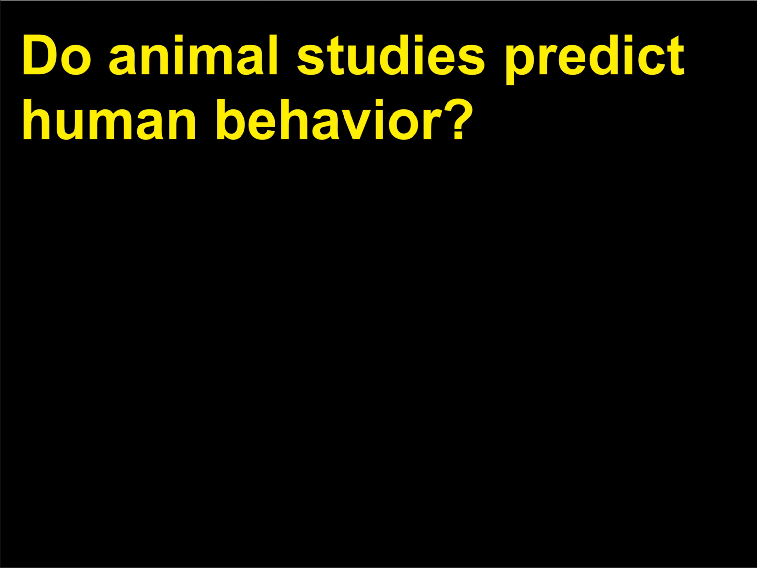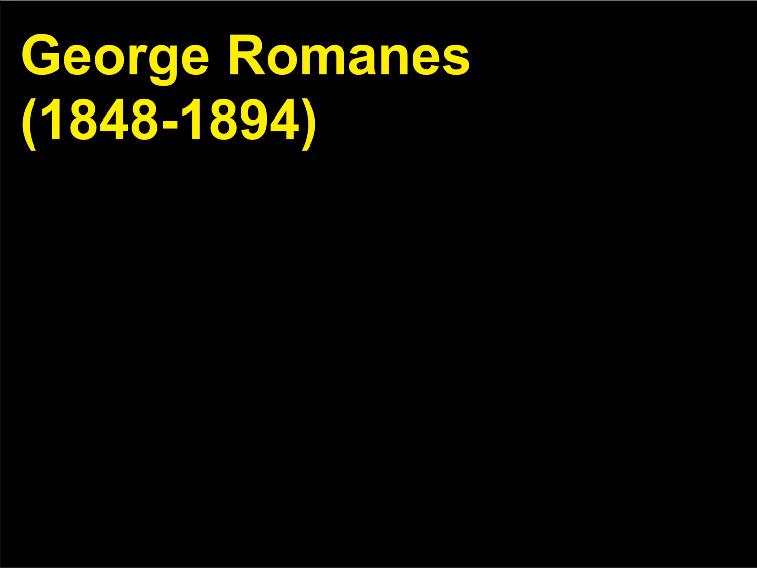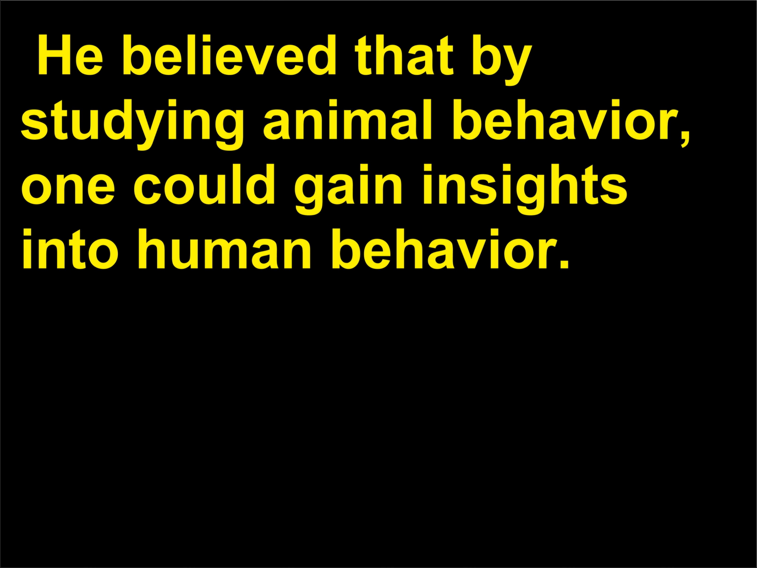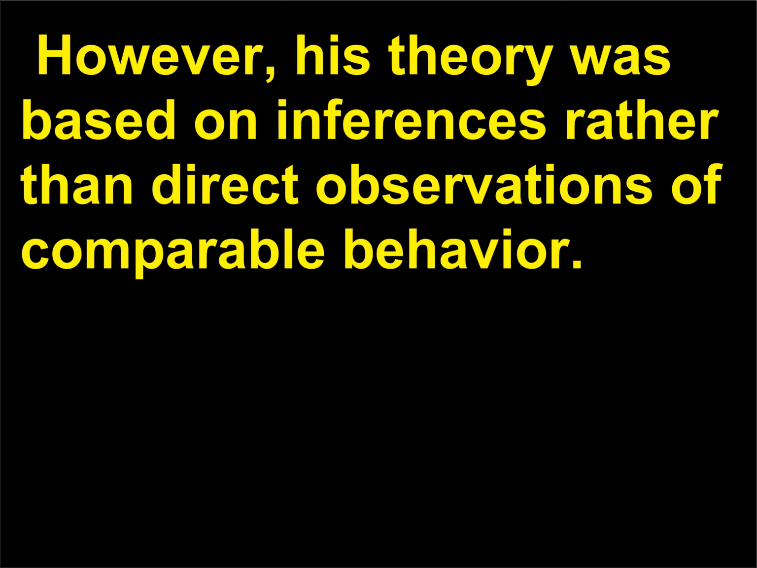Do animal studies predict human behavior? George Romanes, 1848–1894, was one of the first scientists to investigate the comparative psychology of intelligence. He believed that by studying animal behavior, one could gain insights into human behavior. However, his theory was based on inferences rather than direct observations of comparable behavior.